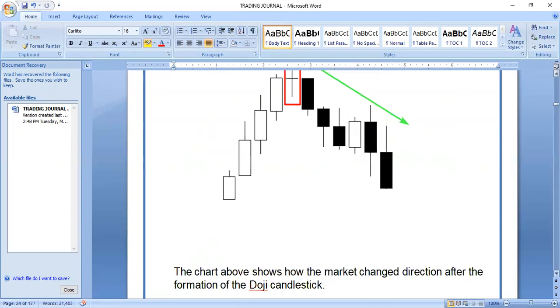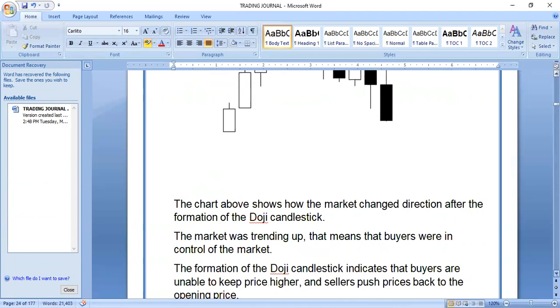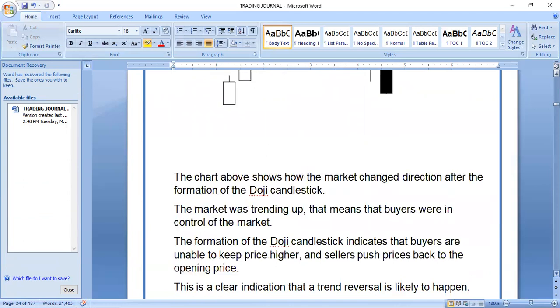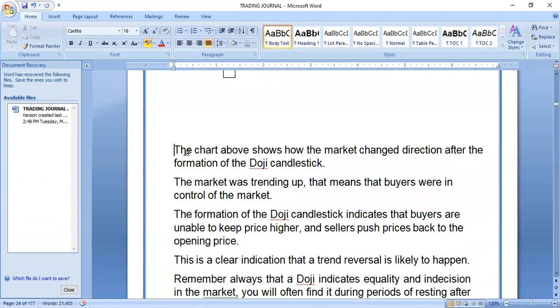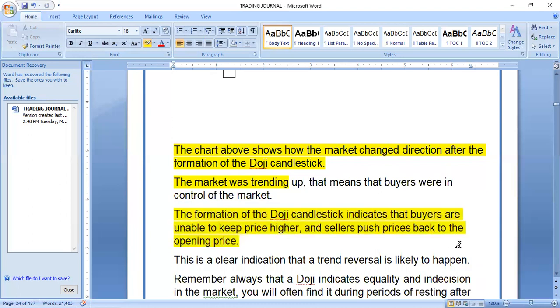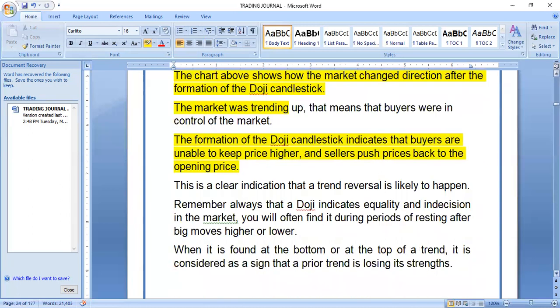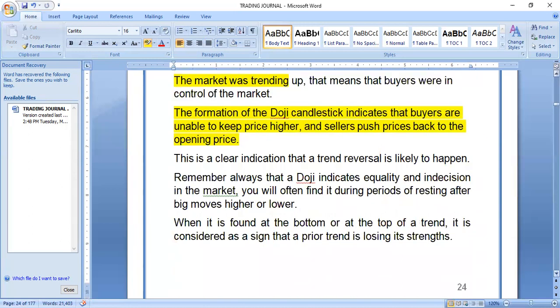The chart above shows how the market changed direction after the formation of the Doji candlestick. That's what I've just explained. The market was trading up, which means that the buyers were in control of the market. Then the formation of the Doji indicates that buyers are unable to keep price higher and the sellers push price back to the opening price. This is a clear indication that a trend reversal is likely to happen.